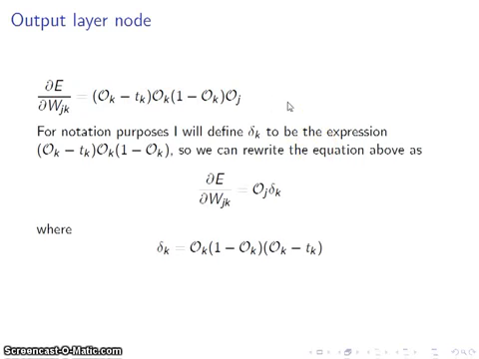Now for notation purposes, I will define delta sub k to be the expression above, which is going to be the collection of all of the terms here which involve the subscript k. So that is going to be output of k minus target value of k times output of k times 1 minus output of k, which is really just the derivative of the transfer function. Okay? So referring to this expression as delta sub k, we can rewrite the derivative of error with respect to the weight from j to k like so, right? It is equal to the output of j times delta sub k, okay, where delta sub k is all of the terms in this expression right here which involve subscript k.